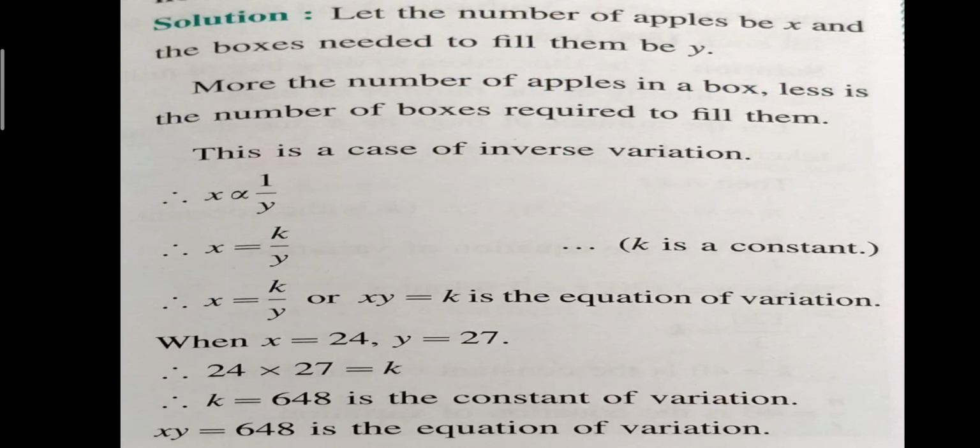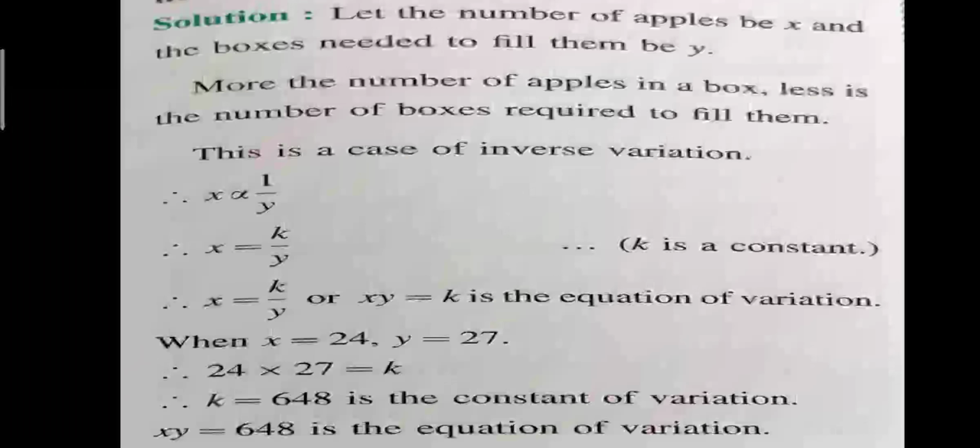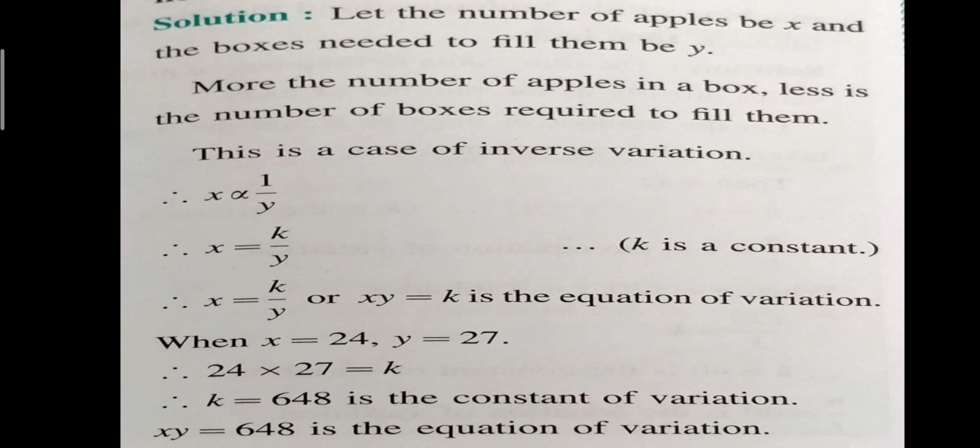So students, here we'll do the solution. Let the number of apples be x and the boxes needed to fill those apples be y. So the more apples in a box, the fewer boxes are required to fill them. So in this case it is an inverse variation. So x is inversely proportional to y. So x is equal to k upon y, where k is your constant. So x is equal to k upon y, or xy is equal to k, which is our equation.